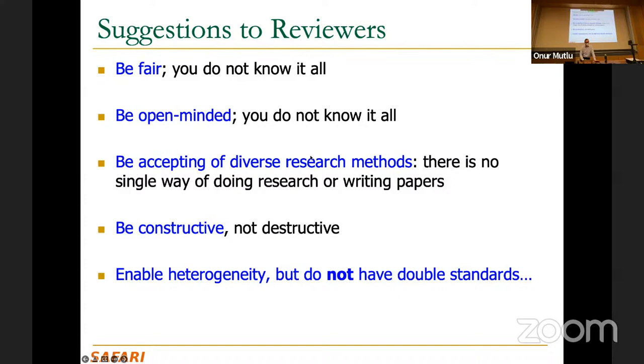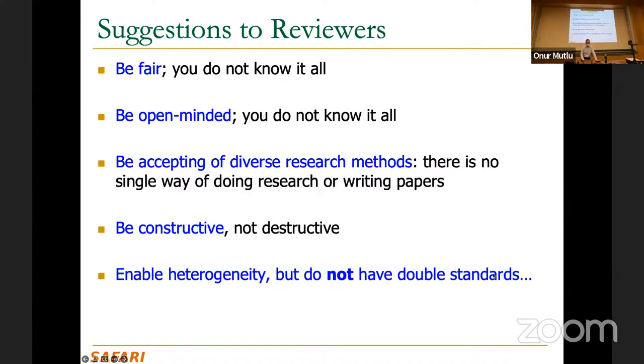You need to be accepting of different, diverse research methods, right? Just because I'm not doing research like that doesn't mean that I should be against research like that. I should be much more open. There is no single way of doing research or writing papers. Some papers are completely theoretical. Some papers are completely practical. And they all have different values. As long as they provide new insights, they all have value, right? And I think this is important.